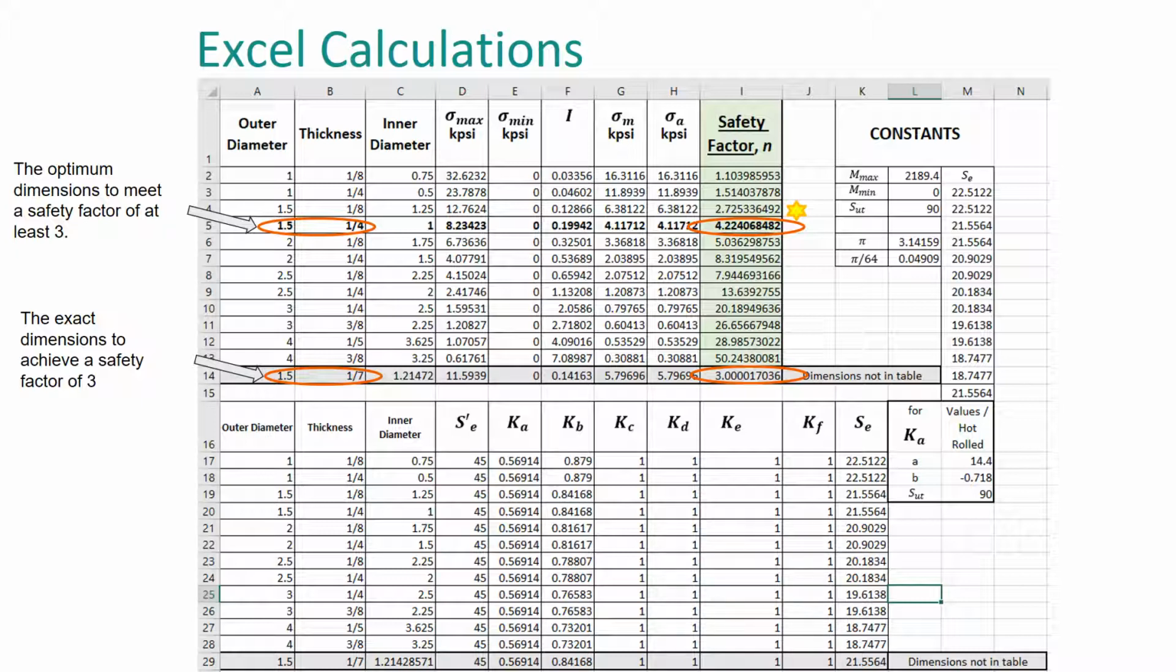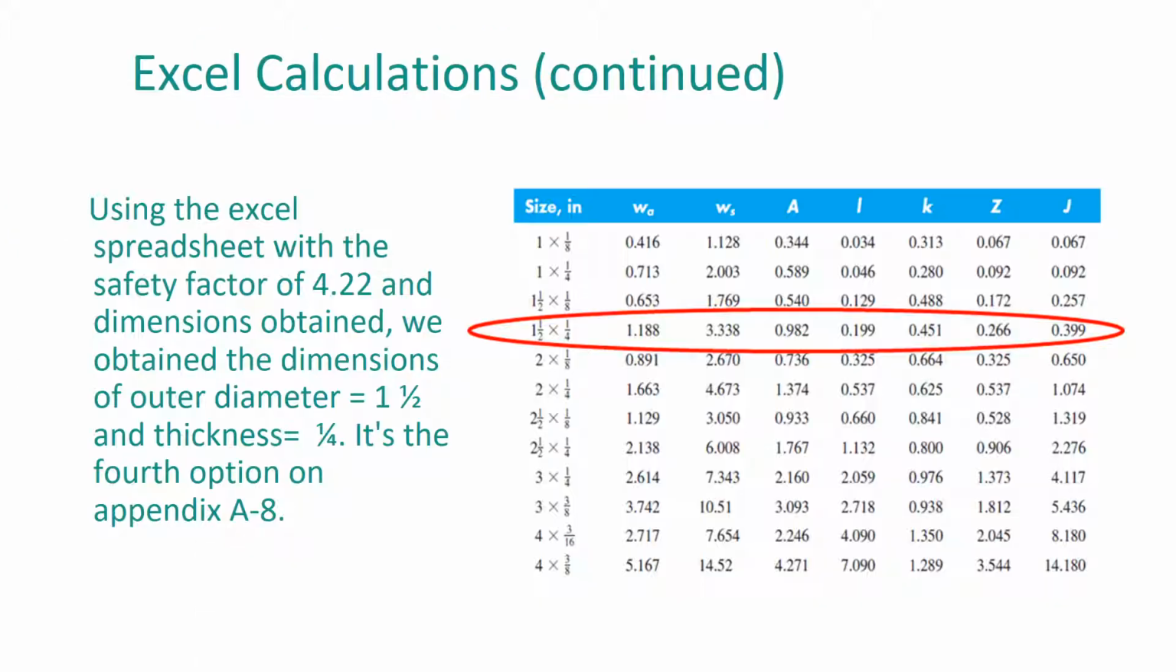The exact dimensions to achieve a safety factor of 3 are outer diameter 1.5, thickness of 1/7 of an inch, yielding a safety factor of 3.000. As previously mentioned, the dimensions of 1.5 inch by 1/4 thickness are found in Appendix A8. These dimensions will yield a safety factor of 4.2, meeting the requirement of a safety factor of 3.